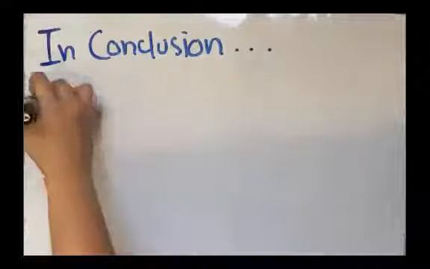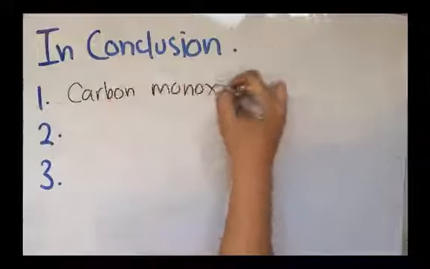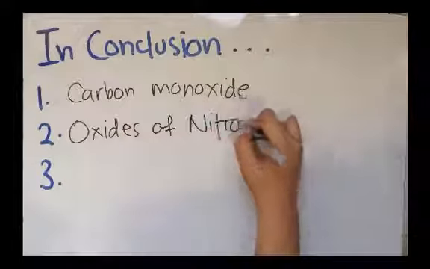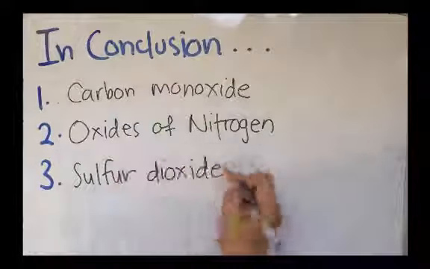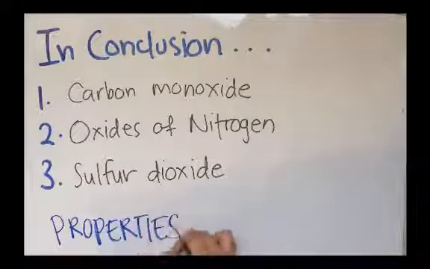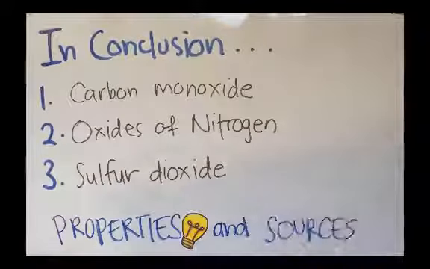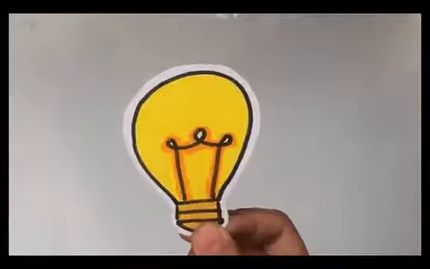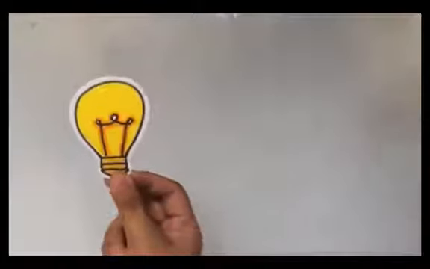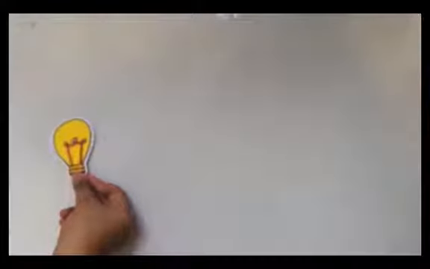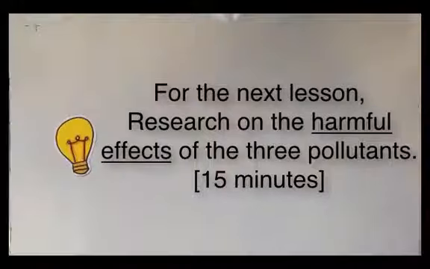In conclusion, we have learned about the following 3 pollutants and also have covered their properties and their sources. After watching this video, take 15 minutes to complete the worksheet. In preparation for the next lesson, research on the harmful effects of the 3 pollutants mentioned in this video.